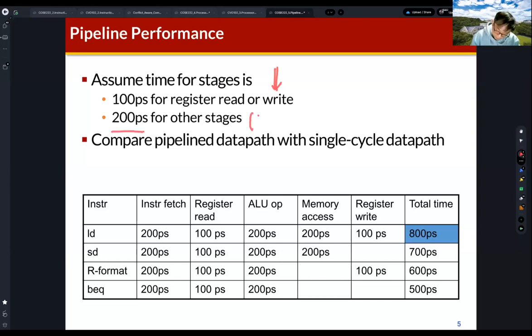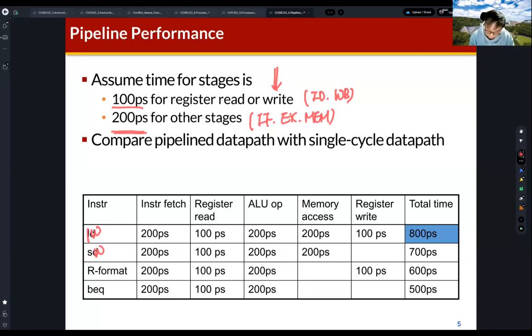So instruction fetch, execution like the ALU, and memory stages take 200 picoseconds each. And for the register read and write, like the ID or write back stage, let us assume that the ID and write back stages take 100 picoseconds each. Then we consider load word and store word, and let's compare the delay of the instructions.